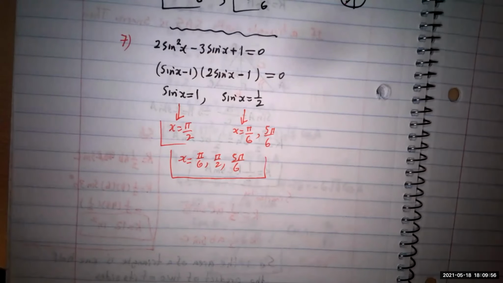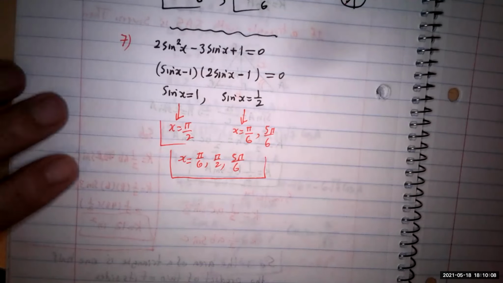We did quite a lot. Sometimes, remember, there was a cosine and the sine together, then you have to change them. Just be prepared for it, for one quadratic. Okay, that's number 7. Any question?